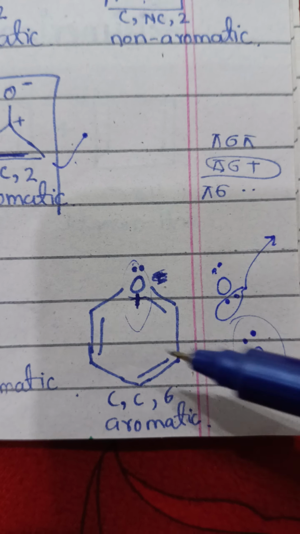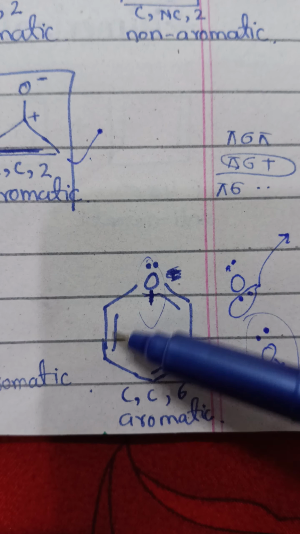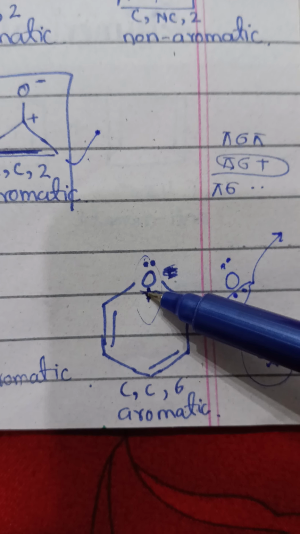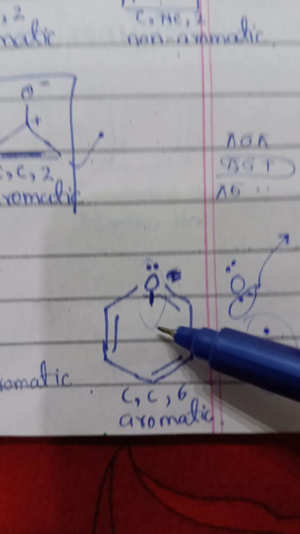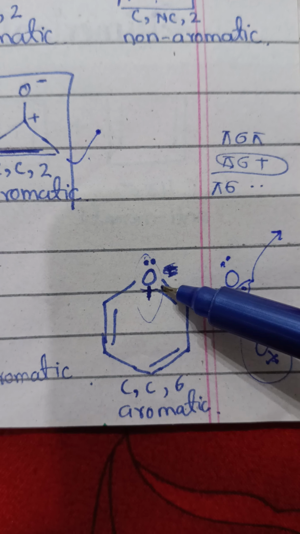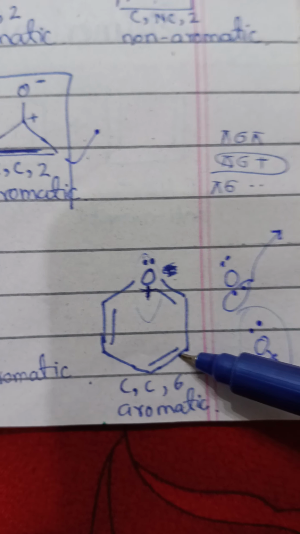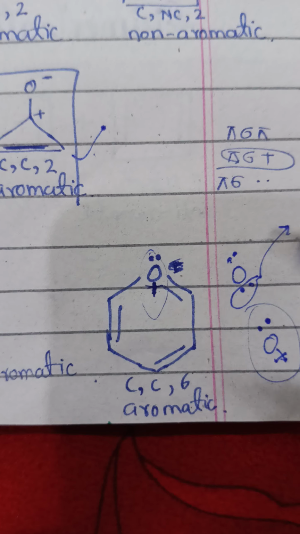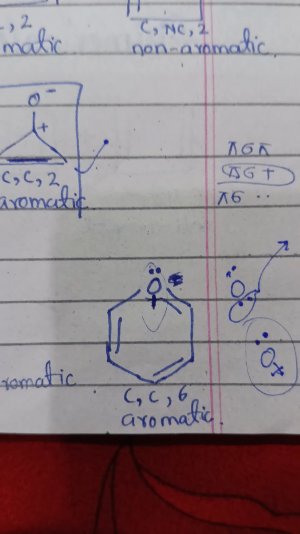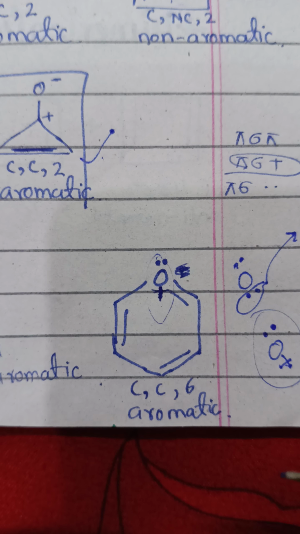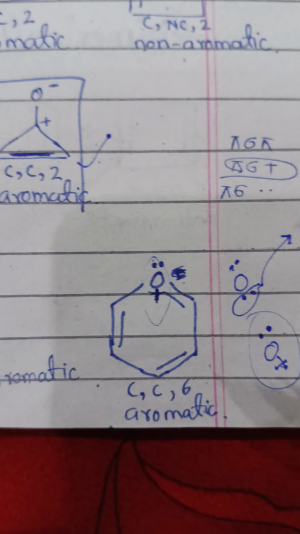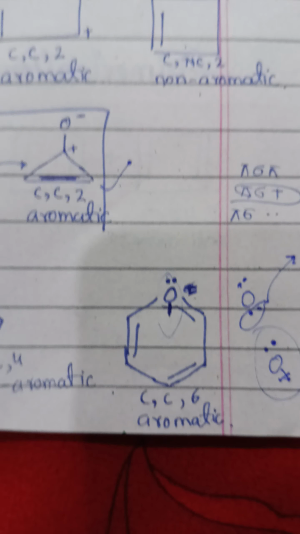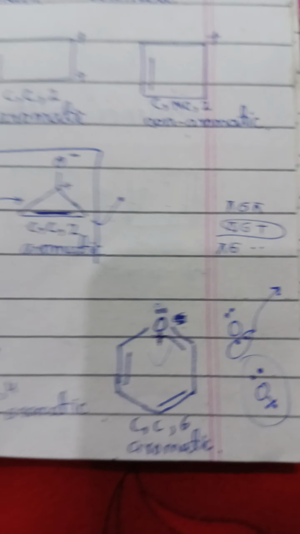Now we count sigma, pi, sigma, pi, sigma, pi, and the positive charge, so it has conjugation, and the number of pi electrons is 1, 2, 3, 4, 5, 6. We can't count these lone pairs, as they are outside the ring. We can only count those pi electrons which are present inside the ring, so we can't count it, and it is considered an aromatic compound.